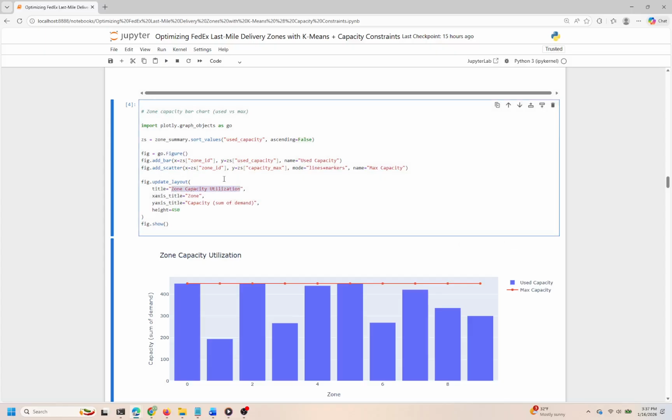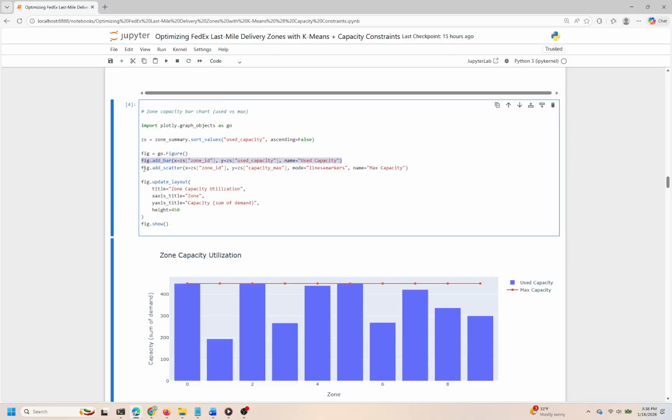The first step in our process involves sorting the zone summary data by the variable representing used capacity. By arranging the data in descending order, we glean insights into which zones are at or near capacity, thus highlighting stress points within the system.